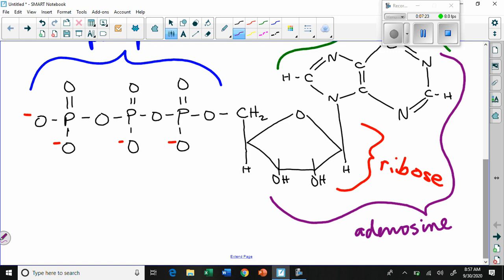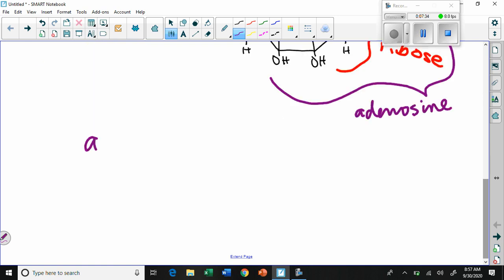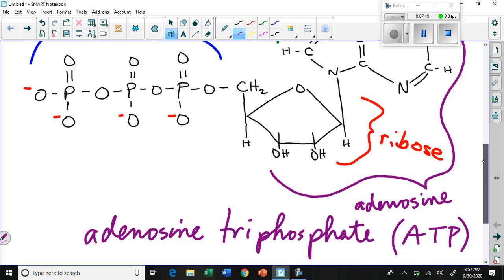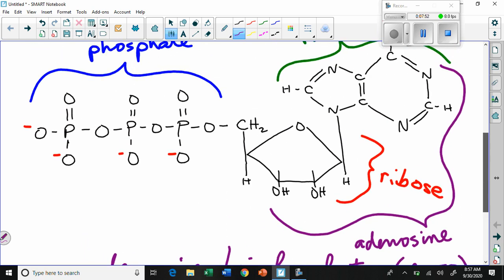And so now you can see where the name comes from. Adenosine, which is the two molecules on the right, attached to three phosphates, adenosine triphosphate. So that's our ATP, adenosine triphosphate, or for short, ATP. Now, the sort of action site of this molecule is these three phosphate groups here.